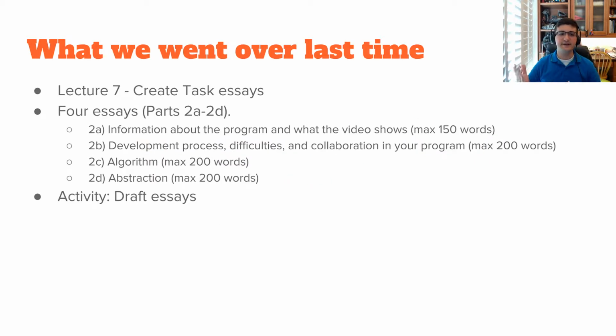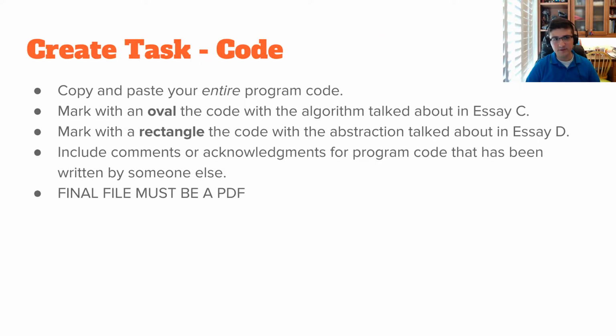Now, what we went over last time, we talked a bit about the create task essays, and there were 4 essays altogether coming out to, I want to say, 750 words, with A being about just information about the program, what the video shows, B being about the development process, difficulties, and collaboration in your program, C, your algorithm, D, your abstraction. And the activity that I left you guys with was writing out your outlines for the essays and then actually drafting them. Now, this is going to be a relatively short lecture because all we're going to talk about is getting your code from where it is into your PDF.